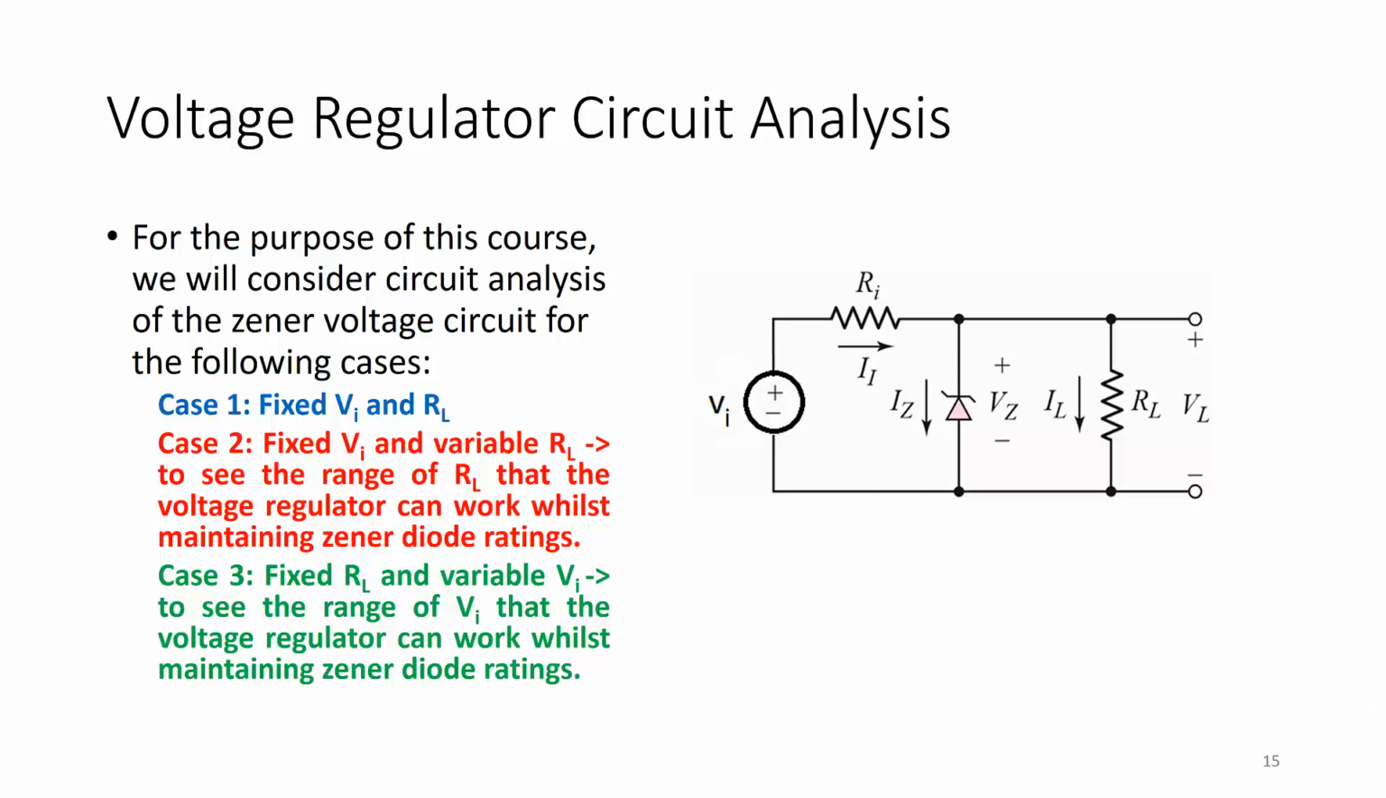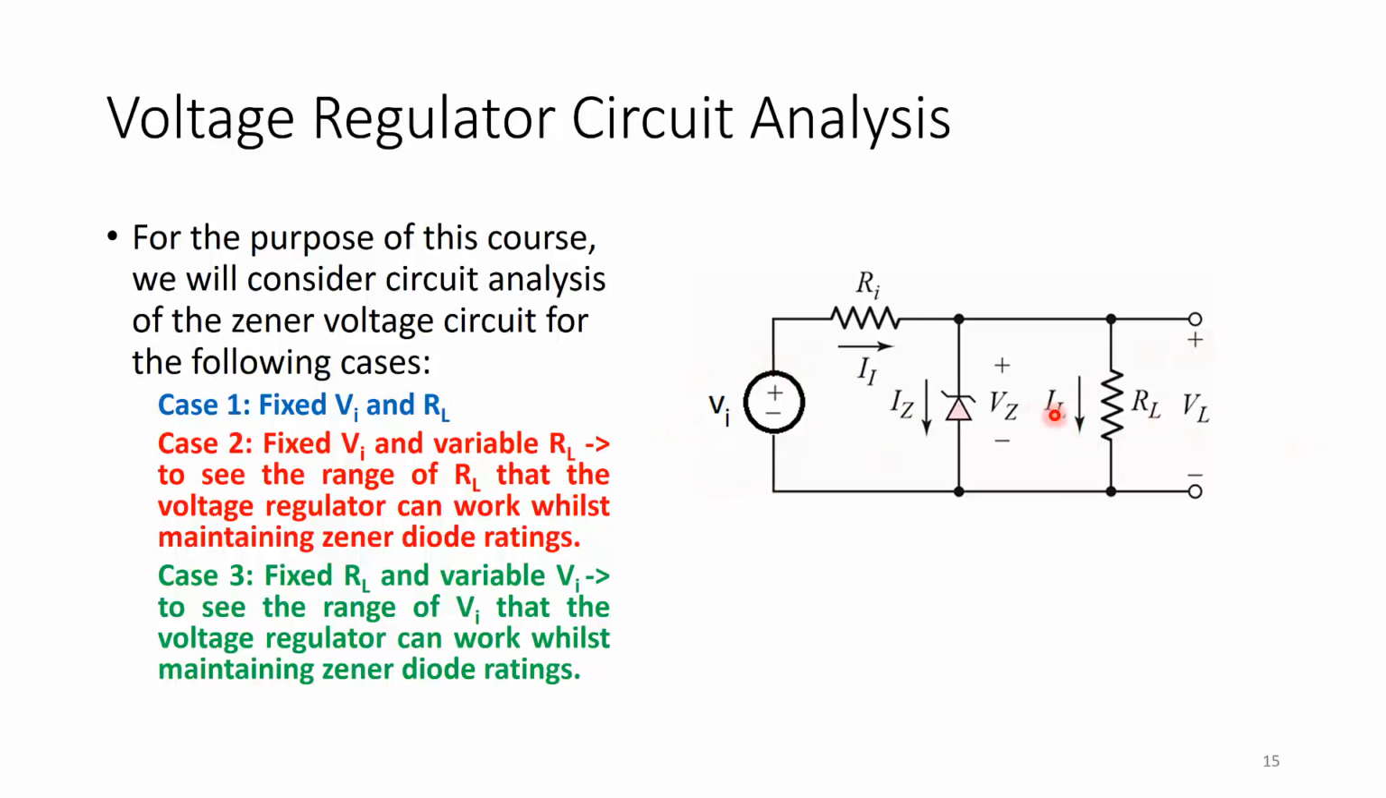Okay, so we are now ready to do voltage regulator circuit analysis. For the purpose of this course, we will consider circuit analysis of the Zener voltage circuit for the following cases. We know that there is a whole range of diode applications. It's a very useful device. But for our course, we are just going to look at this Zener voltage regulator, in its simplest form, under 3 cases. The first is if we already know a specific value for Vin and a specific value for RL.